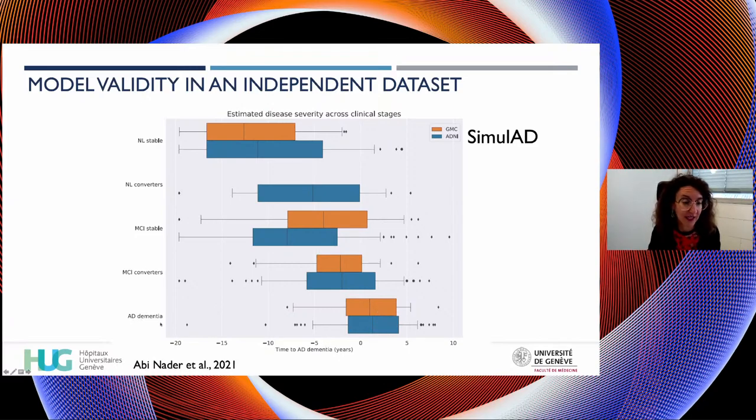So the patients that have a diagnosis of Alzheimer's disease dementia are indeed in the post time-to-dementia phase. MCI that then at follow-up converted, but this is their baseline imaging, are in the close range to conversion. MCI that are still stable are the most variable group. And here, of course, reserve and compensatory mechanisms clearly play a role. And then those individuals that were cognitively healthy at baseline and remain stable at follow-up are very far from their AD dementia onset.